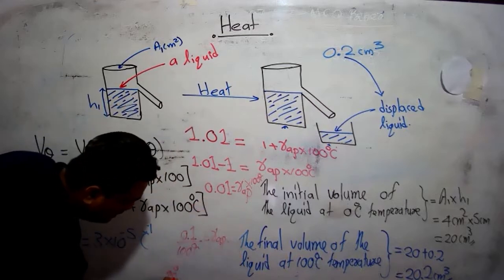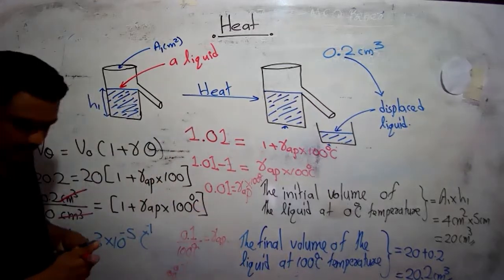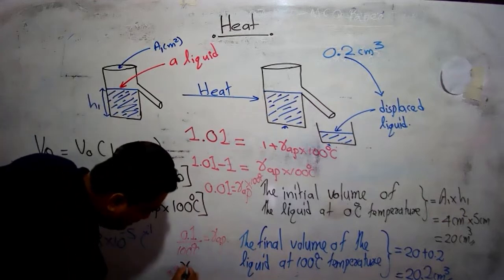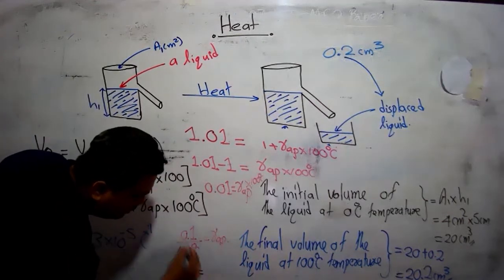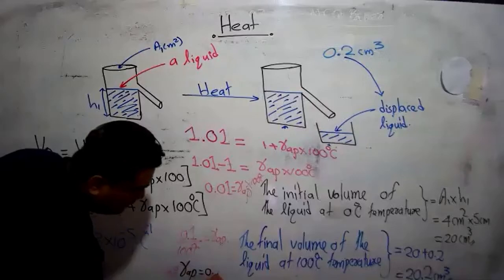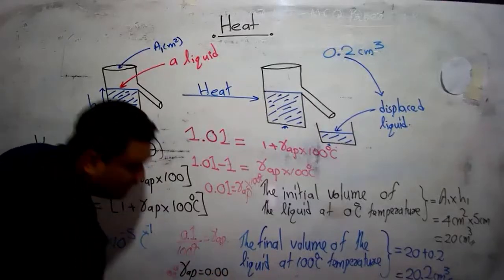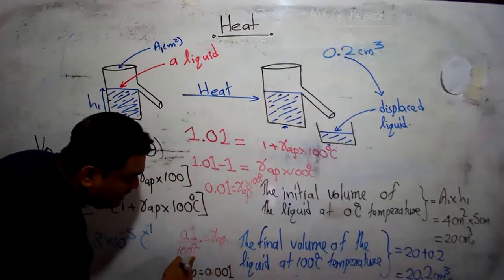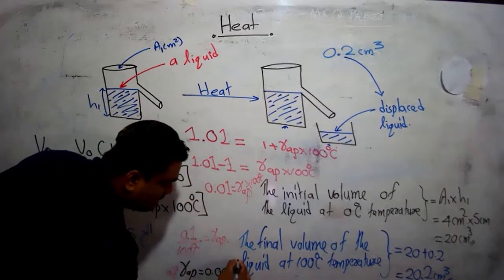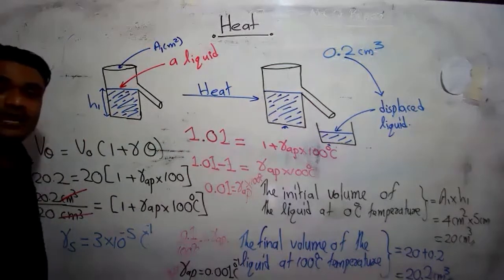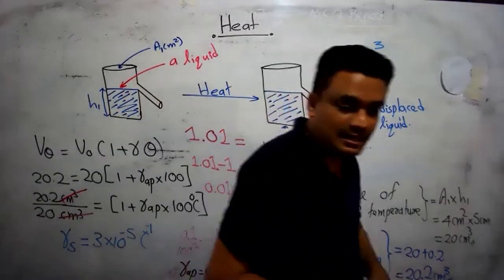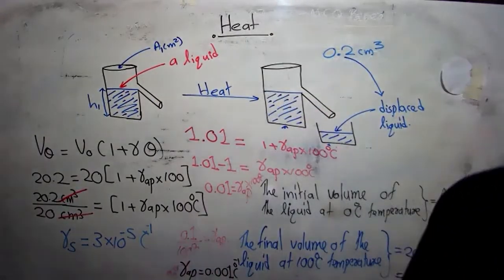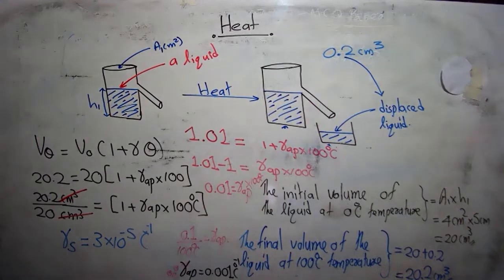So finally we get gamma AP equals 0 divided by 100 is 0, 1 divided by 100 is 0, 10 divided by 100 is 0, 100 divided by 100 is 1. Dividing by Celsius comes up as per degree Celsius. So what is the unit of gamma AP then? Per degree Celsius. Who got this answer, dear?